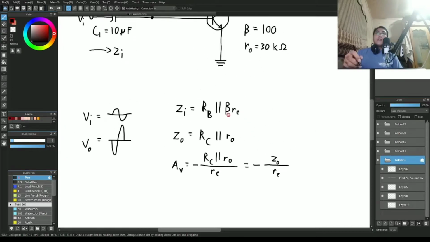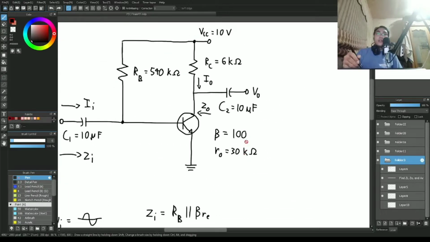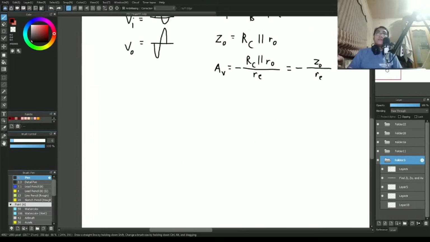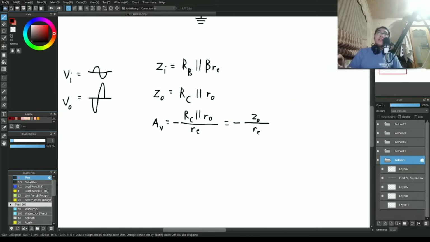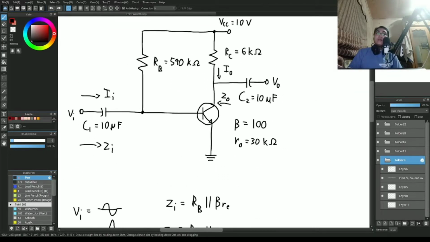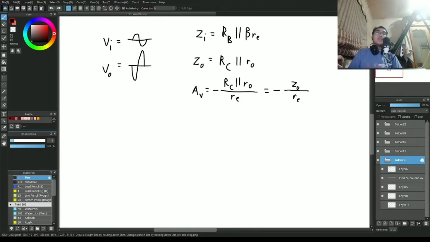See, there's RB, the beta RE, RC, RE and RO will be discussed later. RO is this here, 30 kilo ohms. But usually, in a general term, we don't use 30 kilo. We don't use the actual value, but instead we use infinity as the value for RO. And for RE, it is not from the outside. It's not inherently in a circuit, but inside a transistor instead.